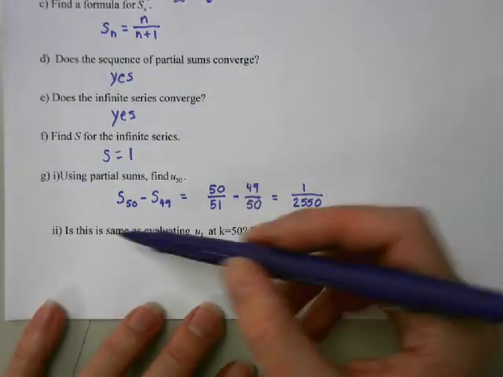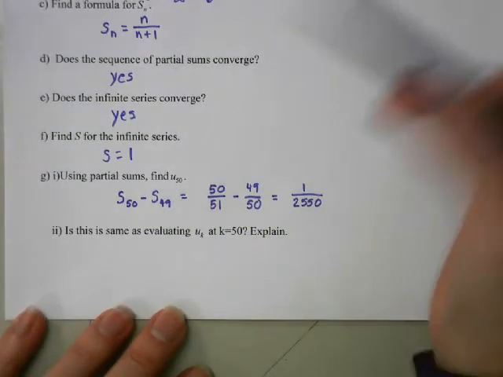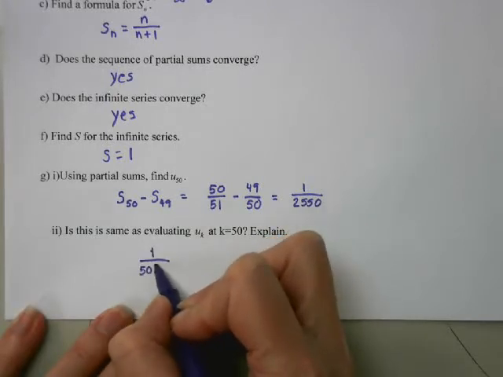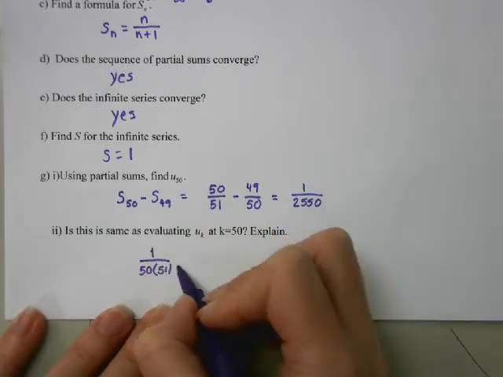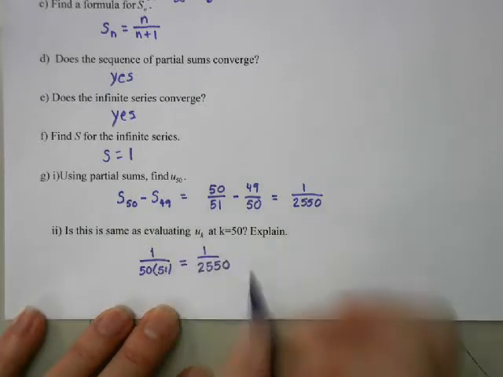Okay, is this the same as evaluating u of k at k of 50? So going back to our original 1 over, so this would be 1 over 50 times 51, which is still 1 over 2,550.